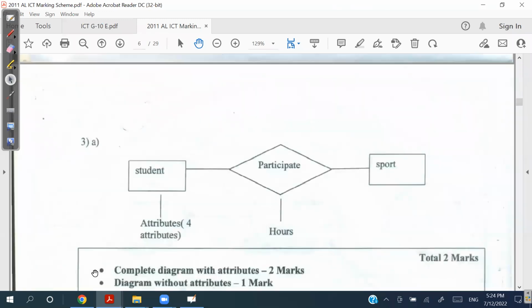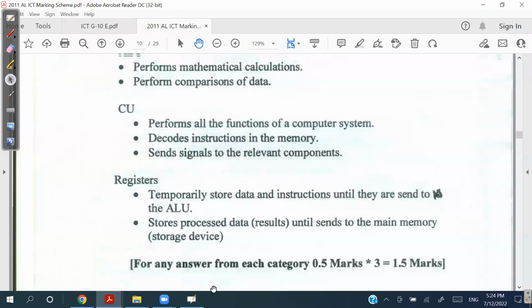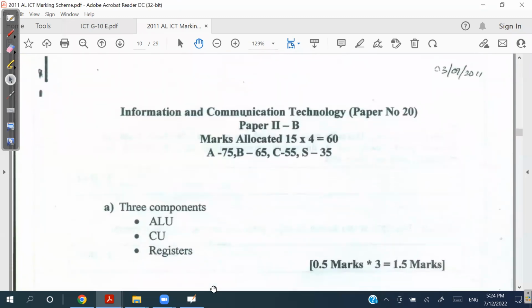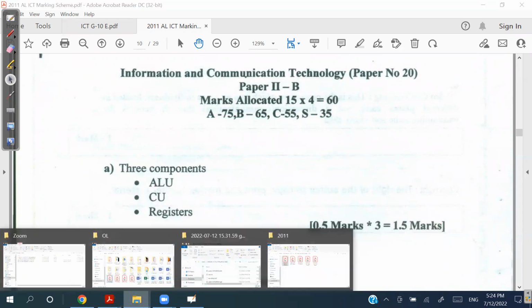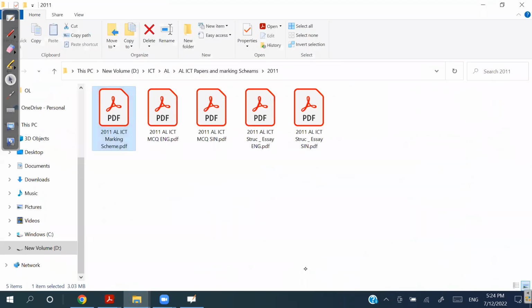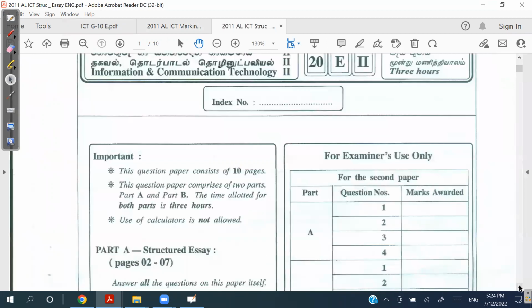Right, we talked about the structured paper and we are done with the MCQ as well. So today we are going to go with the second paper, right? So the questions. Yeah, questions go like this.